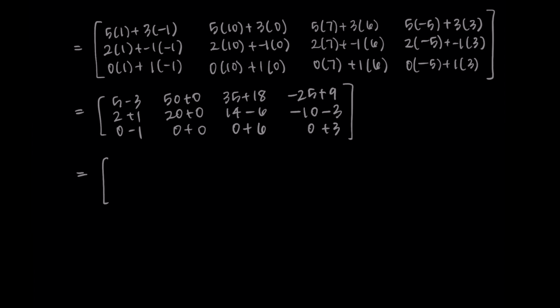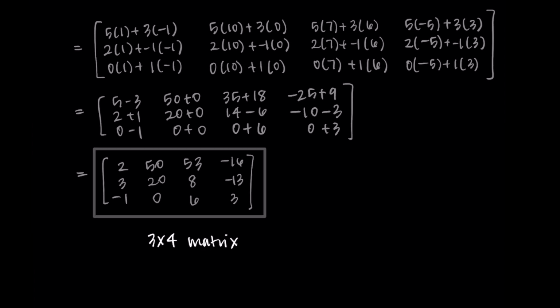So in my first column, I'm getting 2, 3, -1. Second column is 50, 20, 0. Third column is 53, 8, 6. And the fourth column is -16, -13, 3. And that is my final answer for the matrix multiplication. We can also confirm this is a 3 by 4 matrix as we expected.